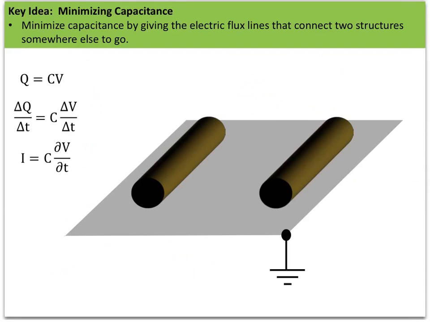The general idea to get around this we draw from our understanding of fields. We know that capacitance is essentially related to the coupling of the electric field lines. If we put a ground plane on, electric field lines that would have connected these two will get dumped into the ground plane instead, and they don't couple the two structures together. And so this is a way to minimize the capacitance by basically dumping the electric flux lines that connect two structures to ground or giving it somewhere else to go.